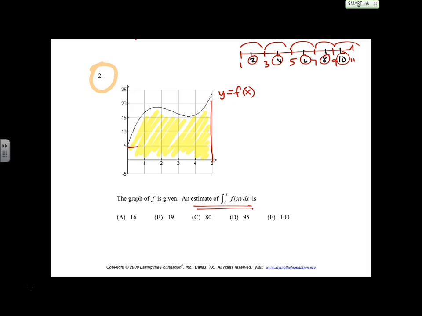So what can we know? Isn't this just a rectangle, guys? And what's the base of this rectangle? 1. What's the height of the rectangle? 5. Well, what's 1 times 5? All right, how many of these do we have? 5, 10, 15, 20, 25. Okay, there's 25. And then 30, 35, 40, 45. 50, 55, 60, 65.